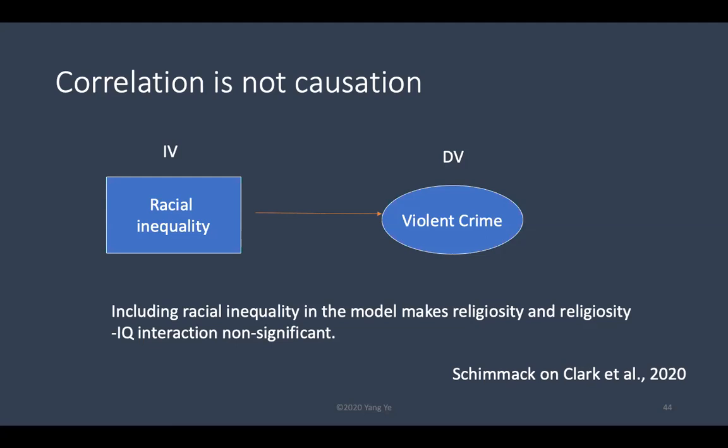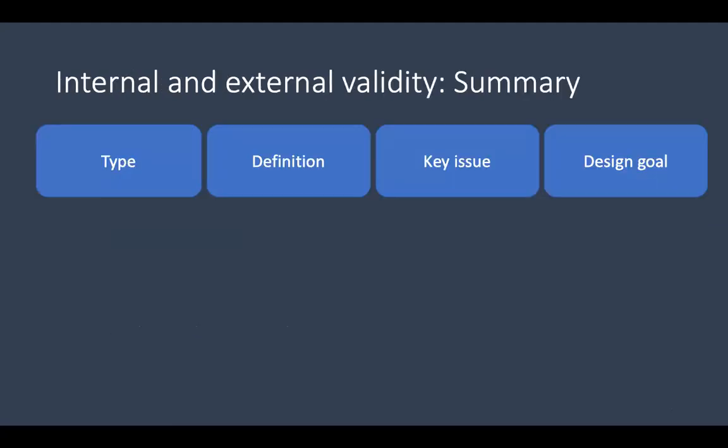And not only because correlation is not causation, but also because your conclusions based on the significance of the predictors become vulnerable to criticism of other people bringing additional factors into the model, right?